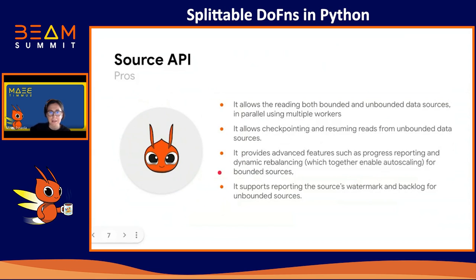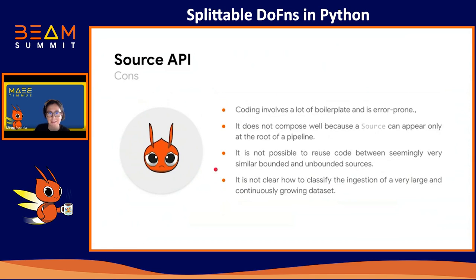So it has lots of advantages, but not all that glitters is gold. Okay, it also comes with a few cons. I don't know if you guys had the chance to develop a connector, an IO connector, with the Source API, but it is not easy to do. It is quite complex. It comes with a lot of boilerplate code that you have to write. And because it's complex, developers tend to make errors when they approach developing with the Source API, okay?